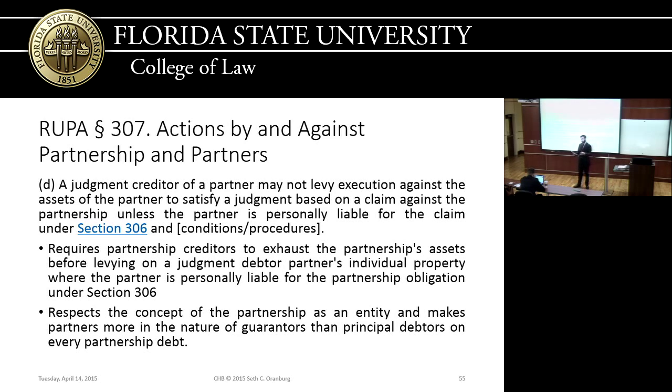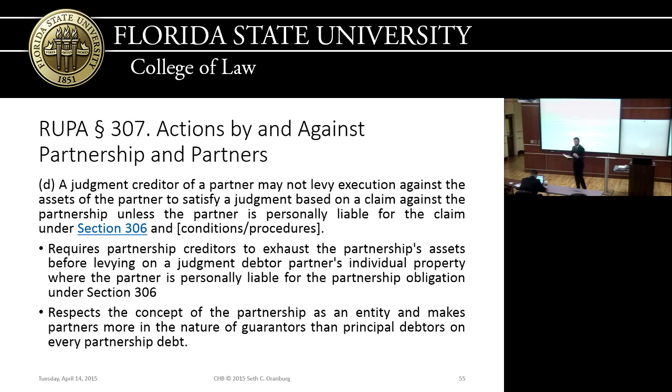A judgment creditor of a partner may not levy execution against the assets of the partner to satisfy a judgment based on the claim against the partnership unless the partner is personally liable. This requires partnership creditors to exhaust the partnership's assets first. So creditors have to go and get the assets of the partnership first before they go after the assets of the partner, unless they have a much more complex suit where they name the partners individually, and even if they do so, we do have this statute in most jurisdictions that says the partner will not have to pay the claim unless they're personally liable.